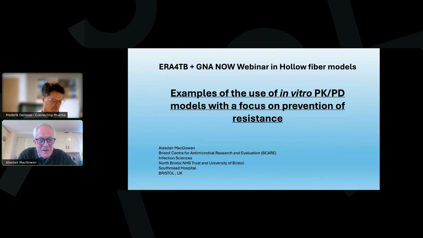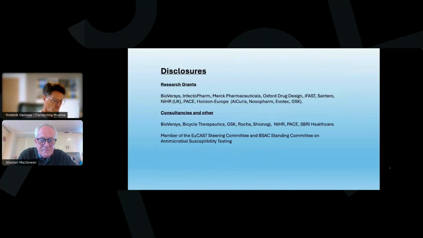If we just move to the next slide, that really shows my disclosures. And like Shampa, we work with a lot of different people in public-private partnerships, sometimes in entirely publicly funded projects and sometimes commercially. And I suppose the key potential conflict here is that I'm a member of the UCAS steering committee, although I do have some involvement in laboratory testing of antimicrobials in the UK.